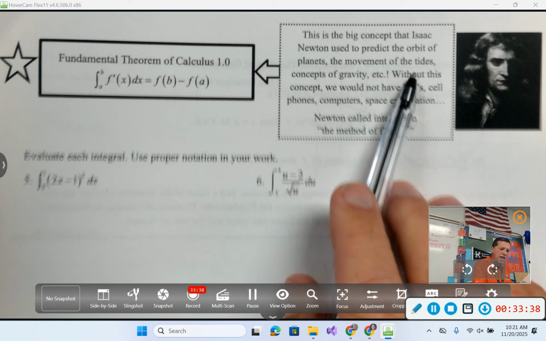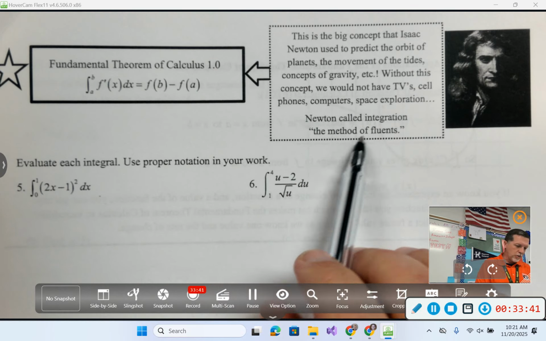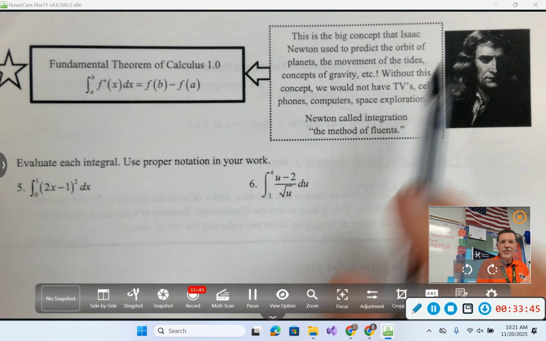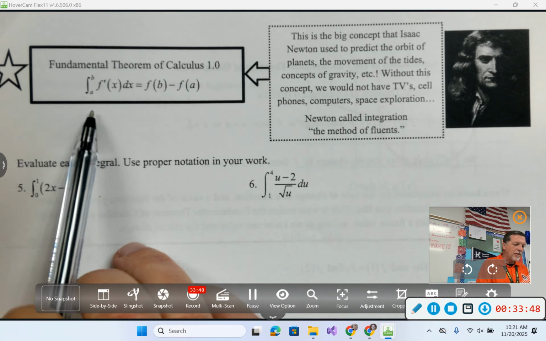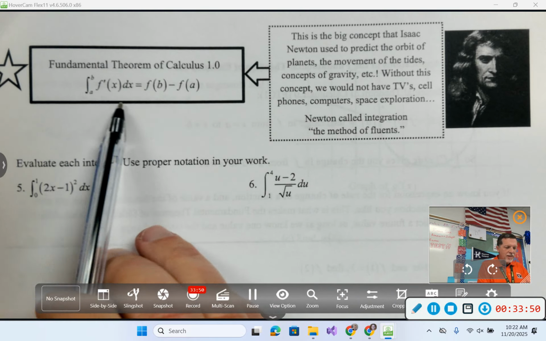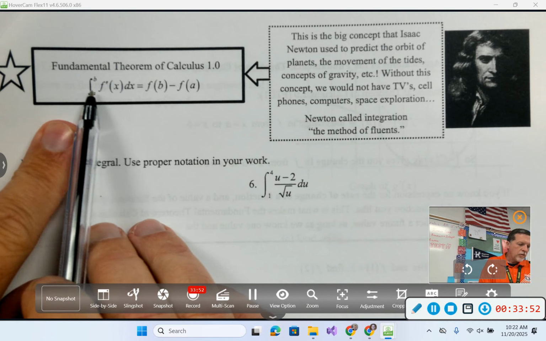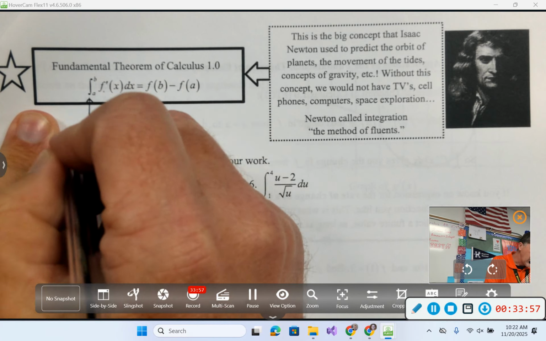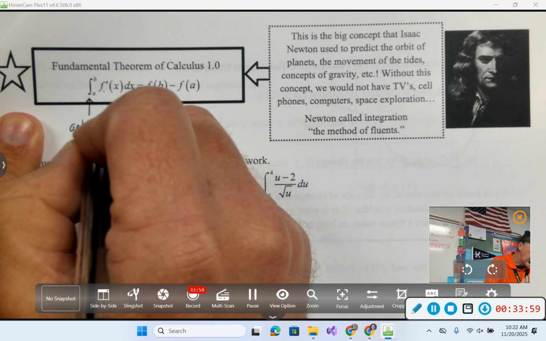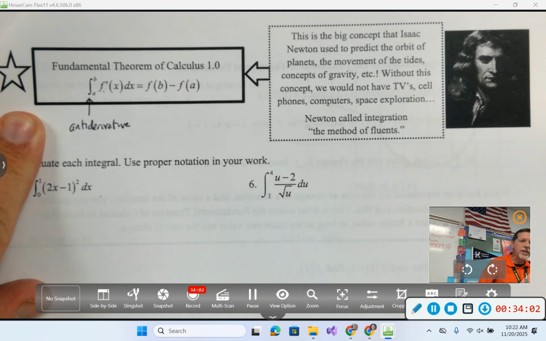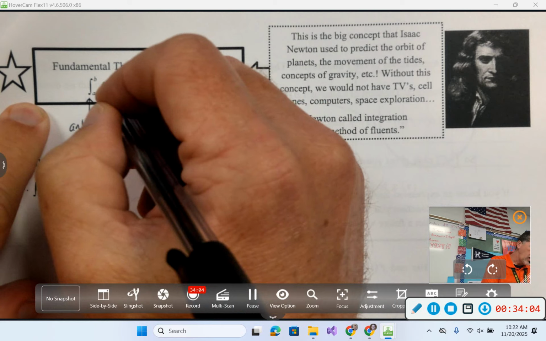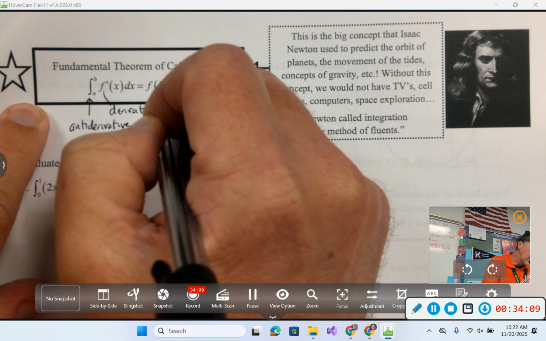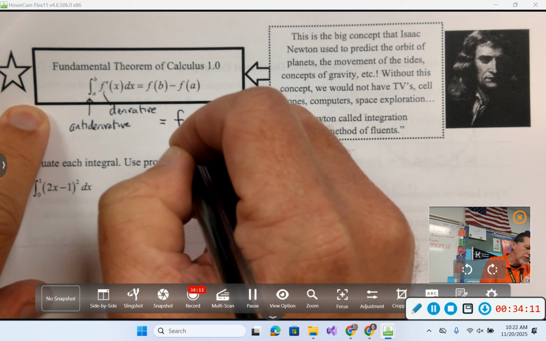Okay, this is the big concept that Newton used to do all sorts of stuff. The method of fluxions. Like, we don't need all the history there. But the big thing is, if we take an antiderivative, so if we antiderivative the derivative of f, antiderivative, that's what that symbol means. F prime, that's a derivative. So we get back to the original.